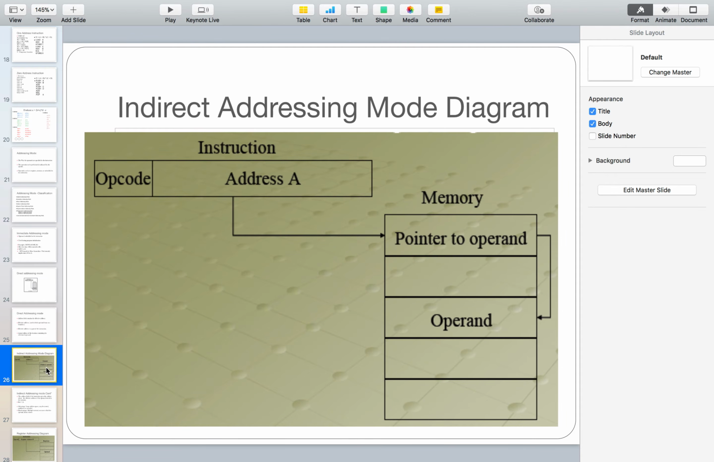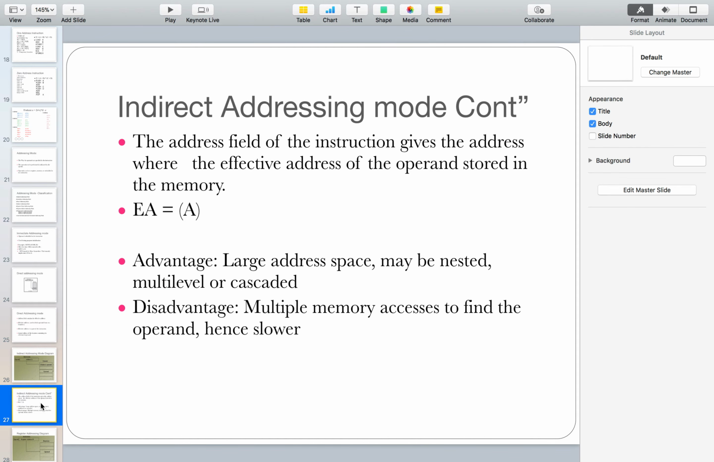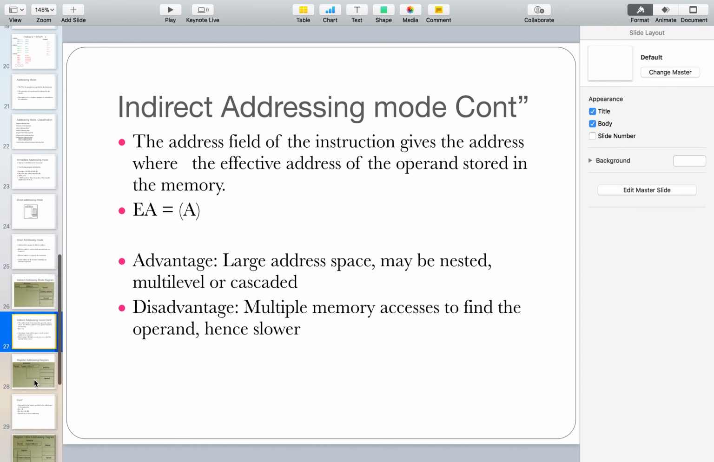In the case of indirect addressing mode, the address value present in the instruction will point to a particular value in the memory. This value which is present in the memory will act as the address and point to another operand. This is my effective operand, and this will act as my address. You can just go through all the text.